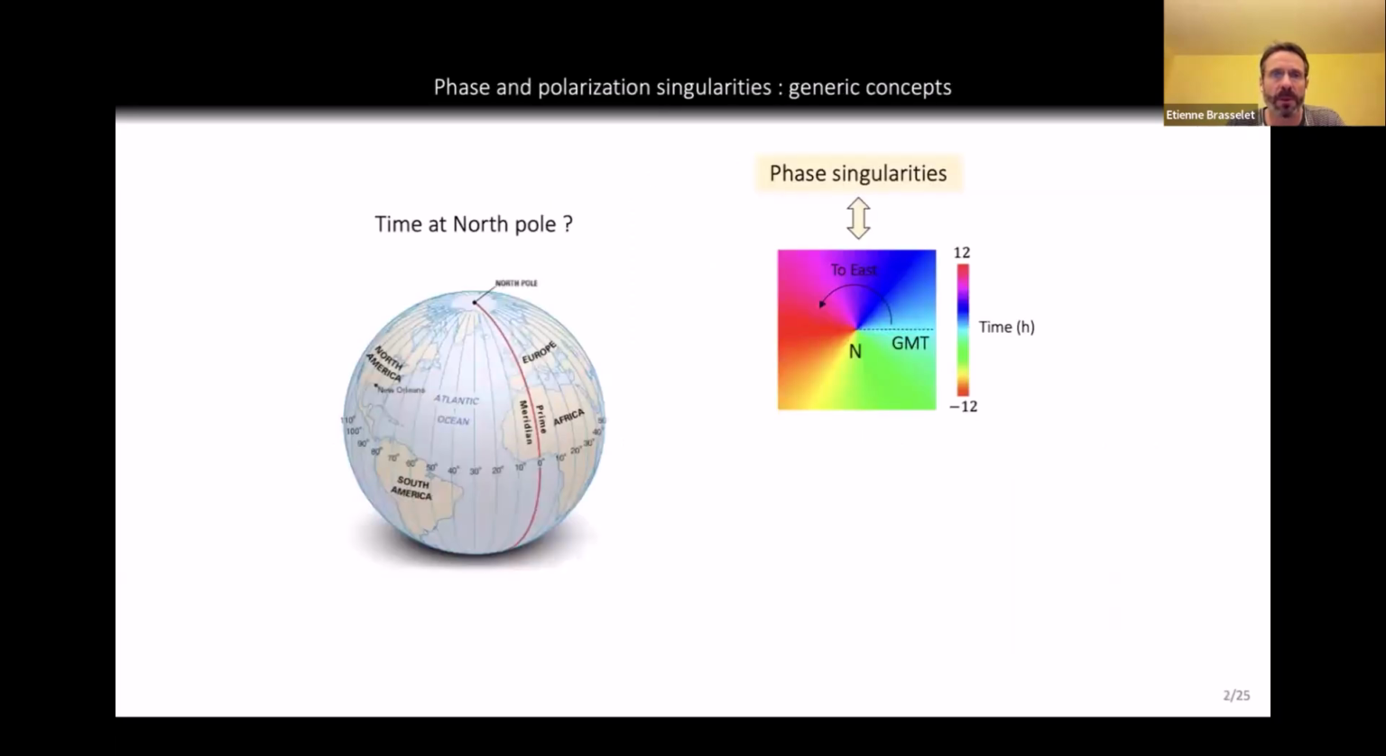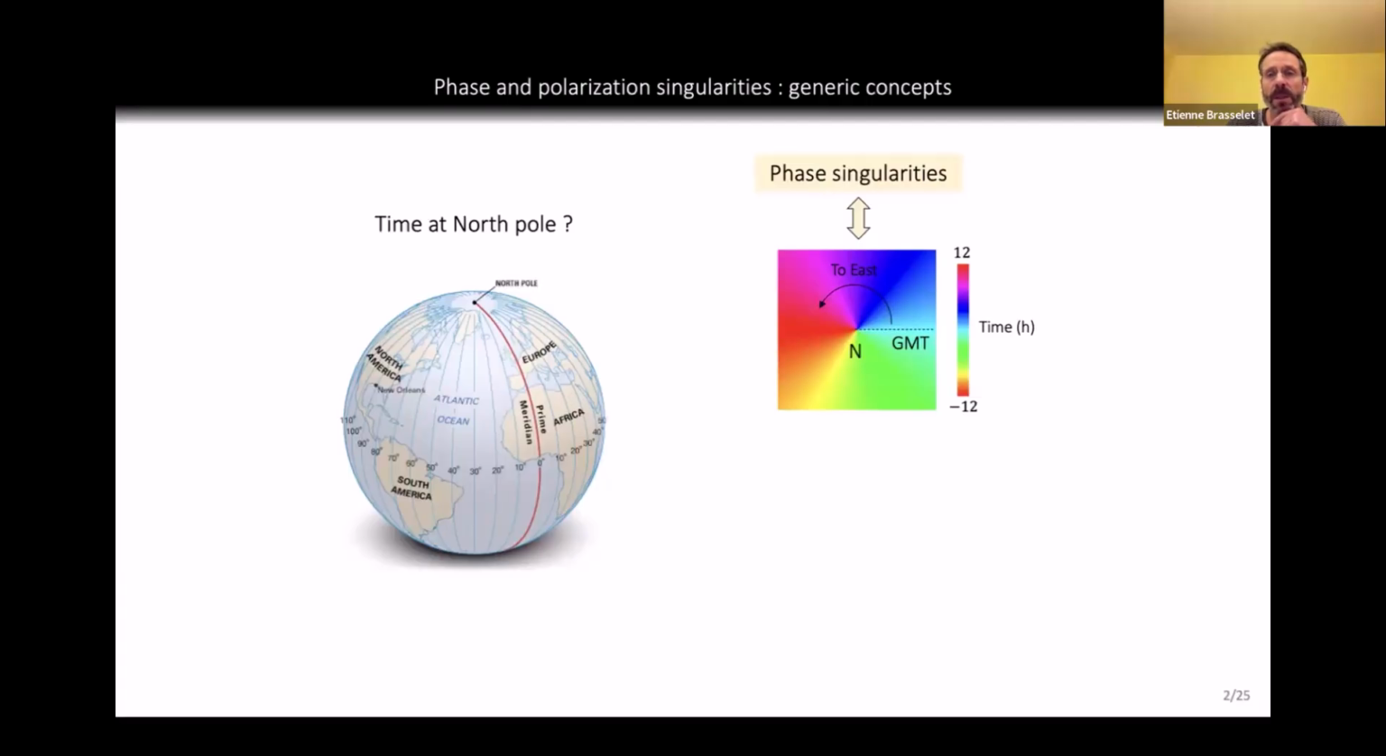So from where to start when dealing with skyrmionic structures for light fields, I would say with this simple, well-known slide for our community, which deals with the generic concept of phase and polarization singularities. Just to zoom out a little bit, just to recall that phase singularities is a very generic concept that came from a simple, daily life question: what is the time at the North Pole? From which phase singularities are emerging, as shown here in a sketch.